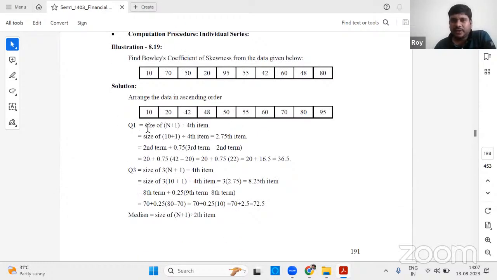How you will get the size of Q1? Size of n plus 1 divided by fourth item. Because n is number of items, fourth item, you will get it. Once you get the fourth item, 2.7th item you need to write. How you will write 2.7th item? Second term plus 0.7th term, third term minus 2nd term. Okay. And this one, you will get it. Here, same thing, 2.75th item, that is 8.5th item. That means 8th term plus 0.25 means 9th minus 8th term. Divide into this one, 8 into 9. Then you will get the simple values.